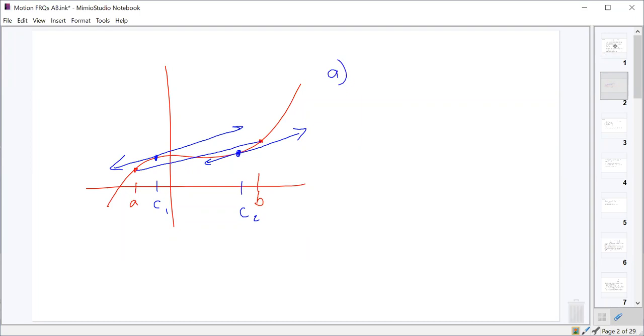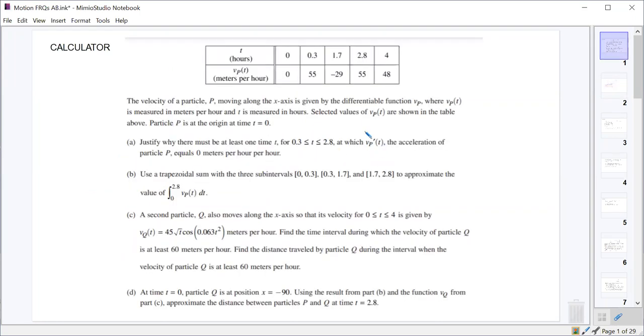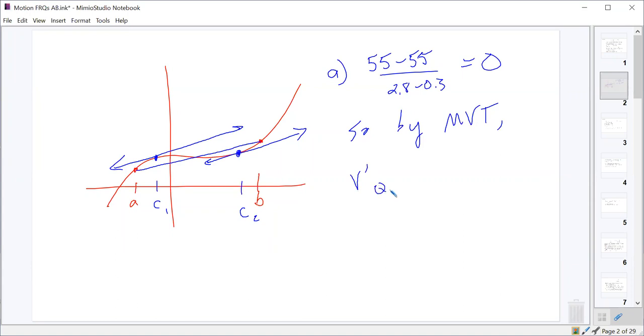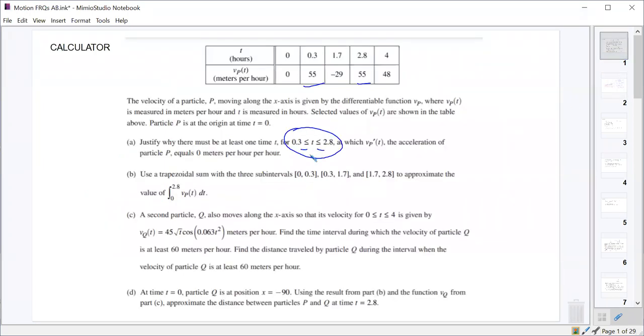So part A, when it's asking to justify why the derivative must be 0, the first thing we want to check is the average rate of change between 0.3 and 2.8. Is it 0? And if we look at the chart, the velocity values are the same, so it must be. So we're going to say 55 minus 55 over 2.8 minus 0.3, and that equals 0. And so by the mean value theorem, the derivative equals 0 somewhere on the interval from 0.3 to 2.8. And if it equals it on the open interval, well, it must therefore also equal it on the closed interval.